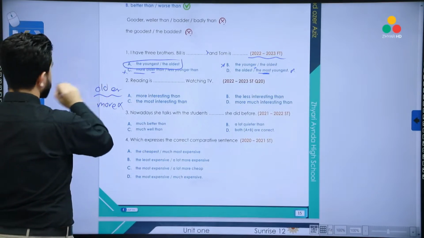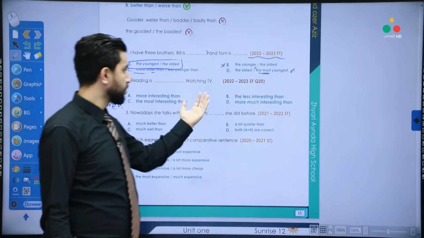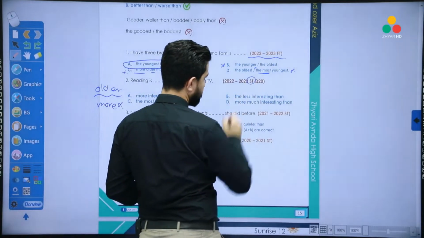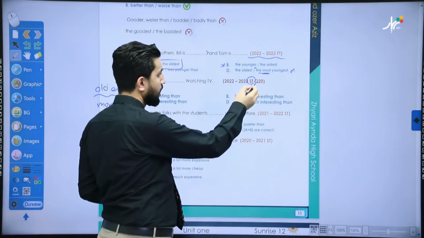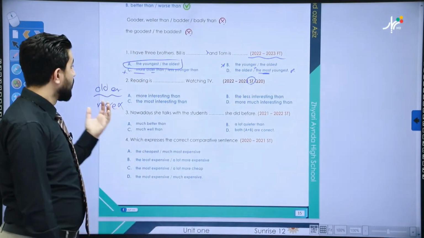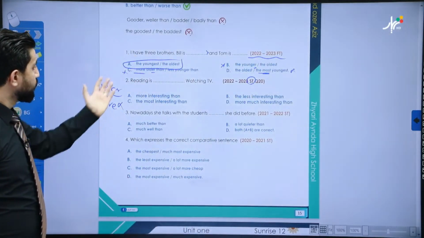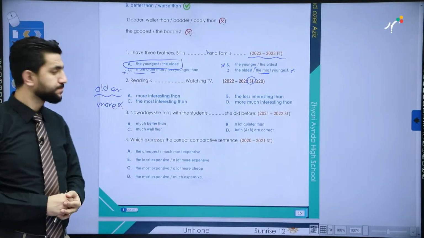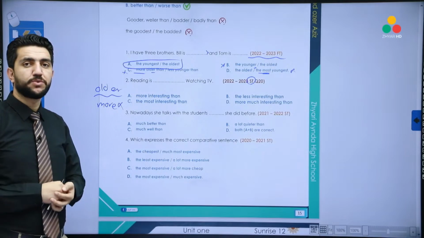Okay, let's go to number 2, reading, watching TV. This one is 2022-2023 second term exam, question 20. Okay, which one do you think is the right answer? I'll give you some time. I want you to do it. Which one do you think is the right answer here?